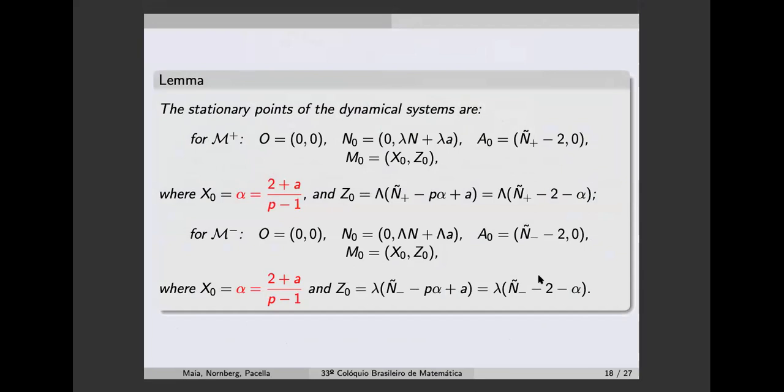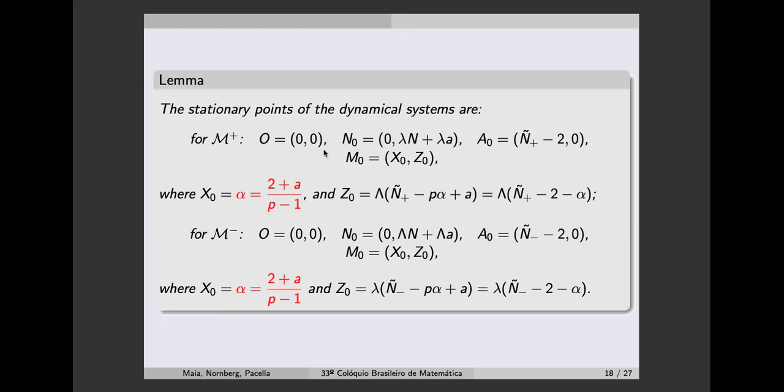Once we have the lines where z dot is equal to 0 and x dot is equal to 0, we can identify stationary points. They are the points where these lines cross and where the lines cross the axis, because at the axis we also have z dot equals 0 and x dot equals 0. So when we identify the crossing, we arrive at these 4 points.